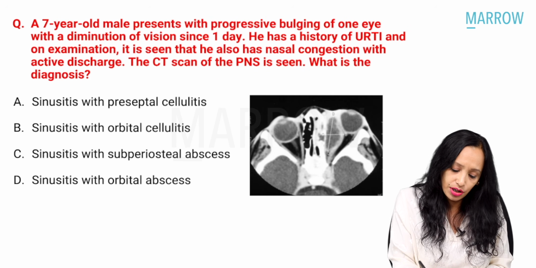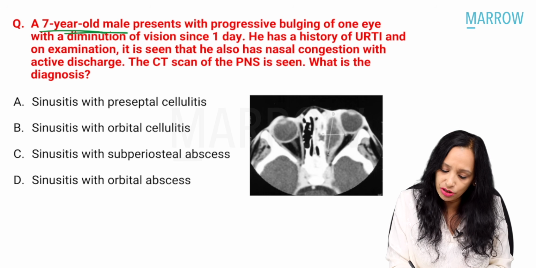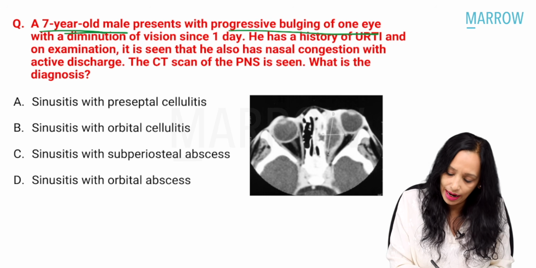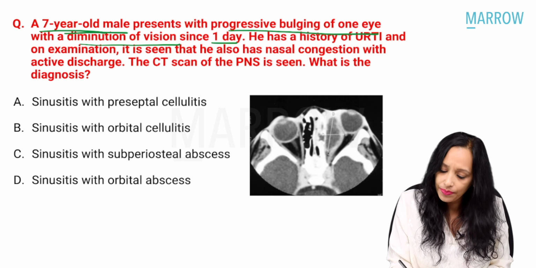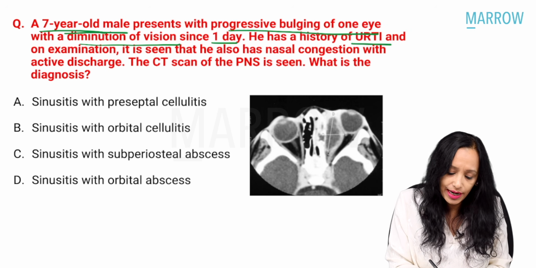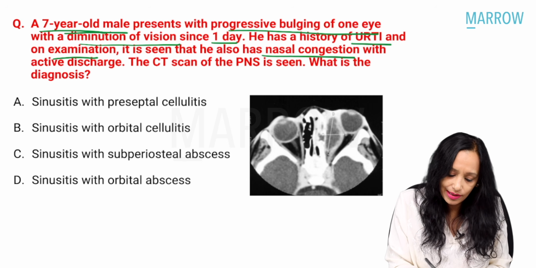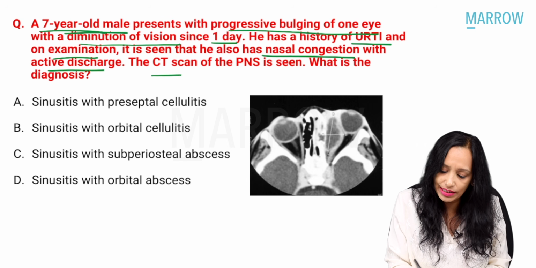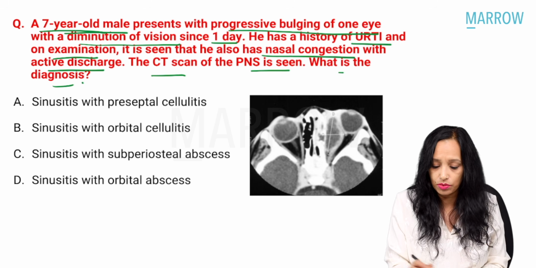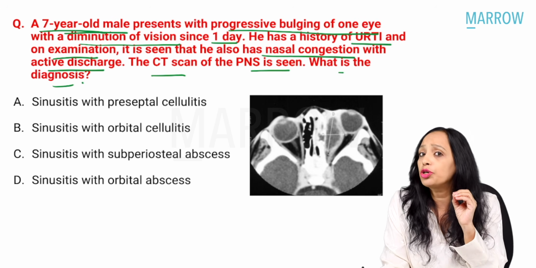A 7-year-old male presents with progressive bulging of one eye with diminution of vision since one day. He has a history of URTI. On examination, it is seen that he also has nasal congestion with active discharge. CT scan of PNS is seen. What is the diagnosis? So with the question, what comes to your mind?